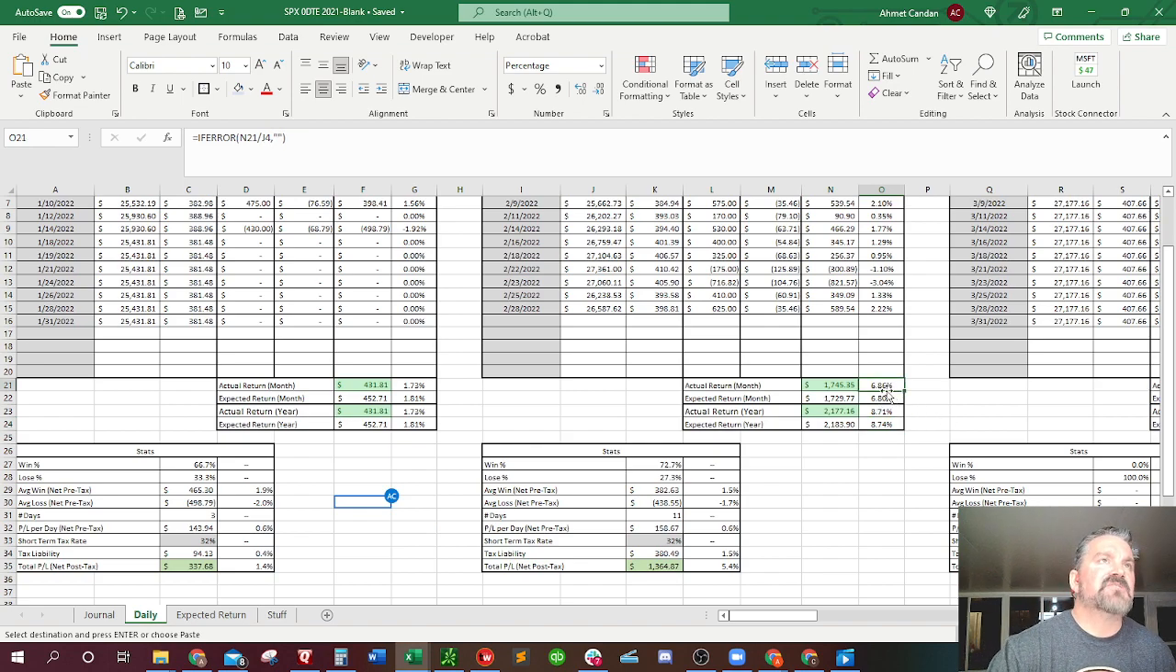So this allows me to see if I'm meeting my goal, if I'm falling behind, if I'm way ahead. This allows me to see where I'm at, so I can gauge if I'm on track to get to my 154% for the year. That's pretty much what it means.